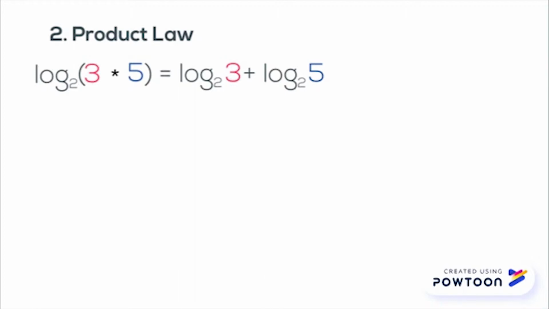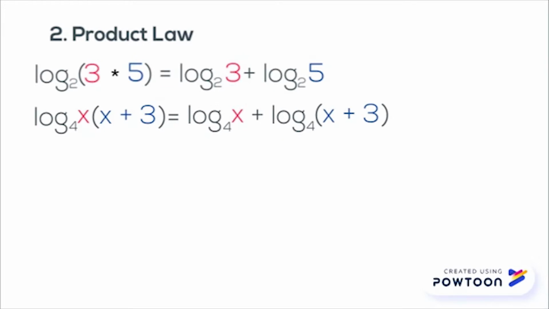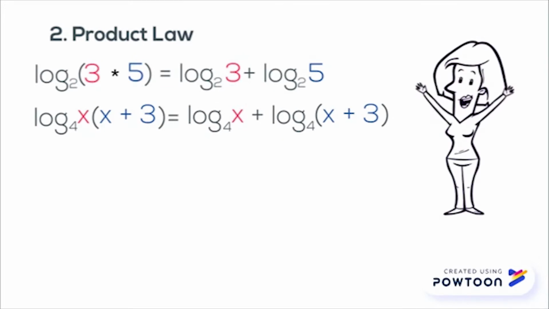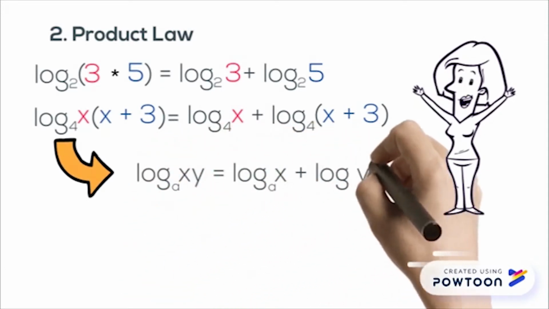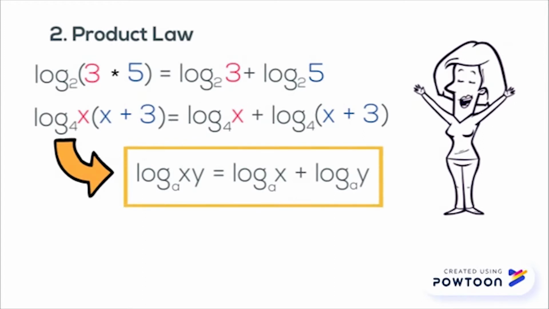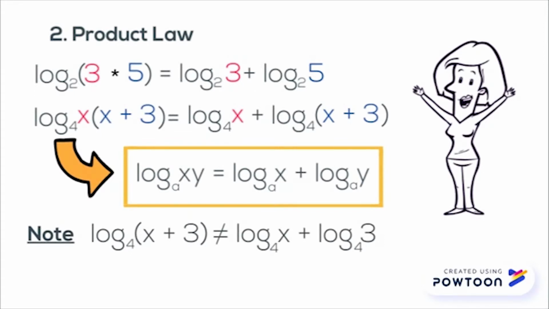Let me give you another example. Log base 4 of the product of x and x plus 3. Again, using the product law, we will get log base 4 of x plus log base 4 of x plus 3. From these equations, we can create the general formula for this law, which is log base a of x times y equals log base a of x plus log base a of y. Please be noted that log base 4 of x plus 3 is not equal to log base 4 of x plus log base 4 of 3. That's something you need to be careful with, isn't it?